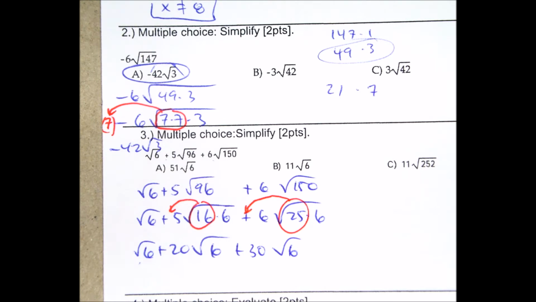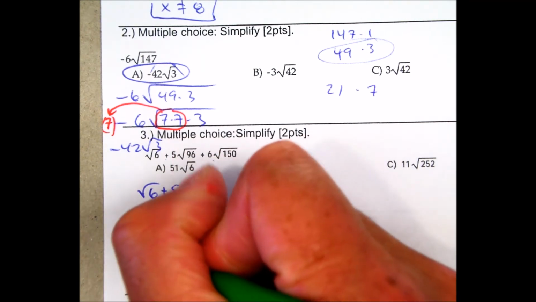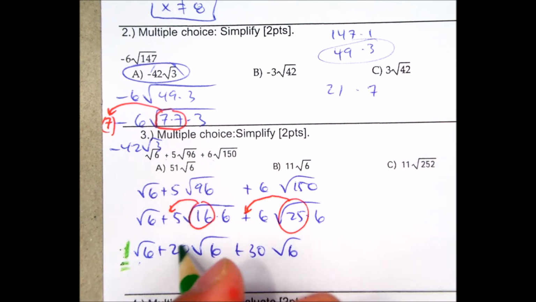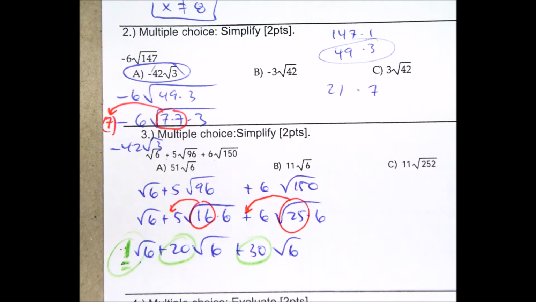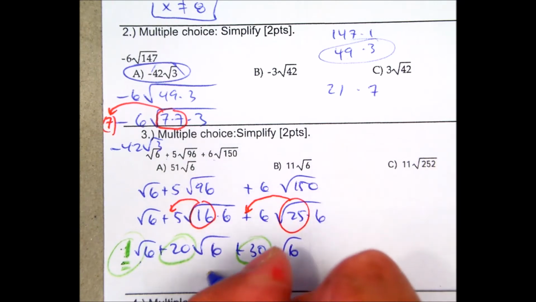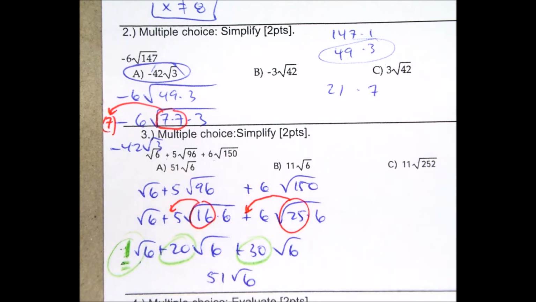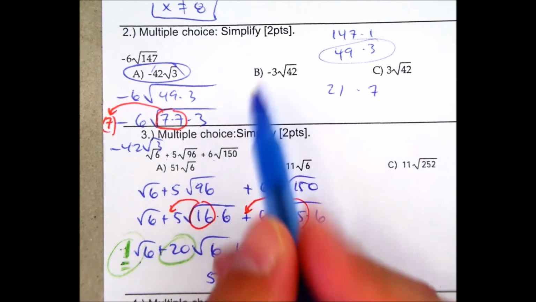And then here, I'm just going to add all of the coefficients. So that would be 1, 20, and 30. If you add those all together, you will get 51 radical 6. Is your answer, and that is letter choice A.